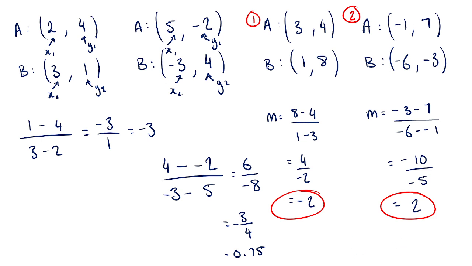Now you might notice here that I've actually called the gradient m. This is just the standard letter that we use for gradient. So we will call the gradient m, and in a later video, if you watch my video on the equation of a straight line, you will see that actually it's y equals mx plus c. This is the full equation for a straight line where m is the gradient. This is just another letter that we use to mean gradient.